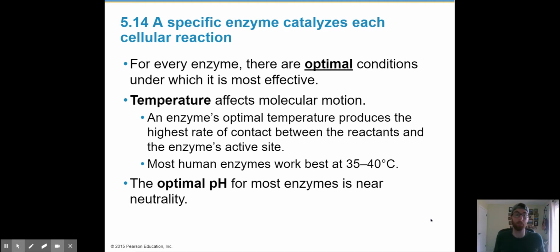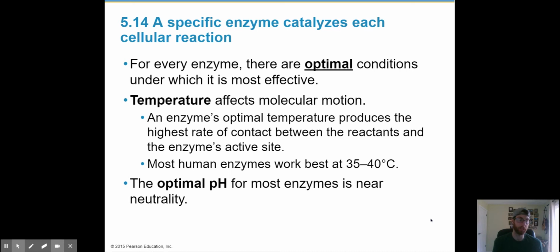So think about our body temperature. What are we? 98 point, I think 7. It has changed by a decimal, but there's a reason why we have an optimal body temperature. When we operate outside of that body temperature, something is wrong with our body. Usually we're sick. Another condition that can affect whether or not an enzyme will work is pH.